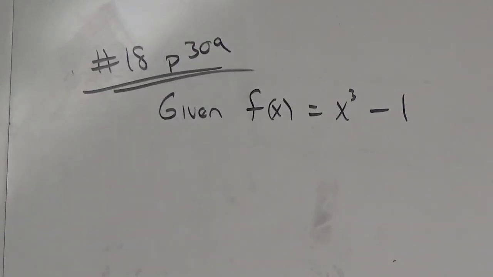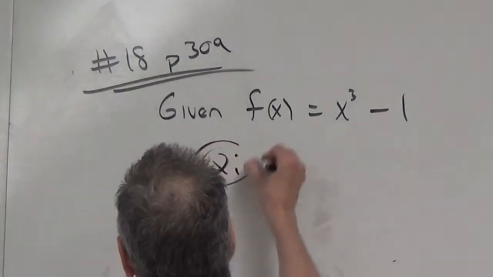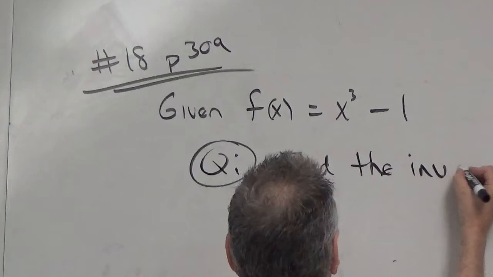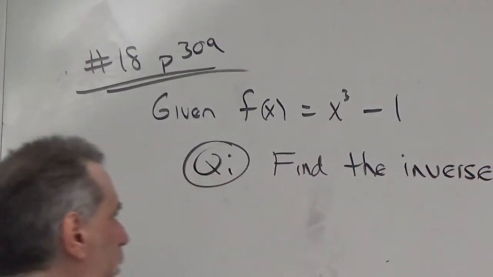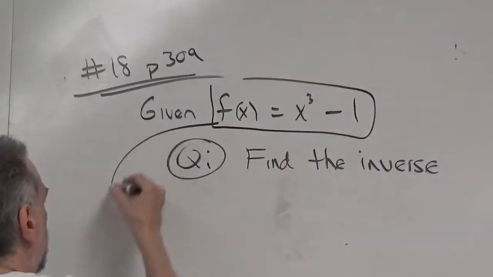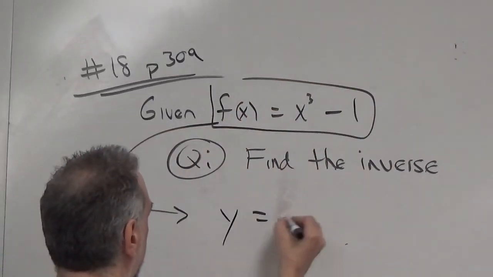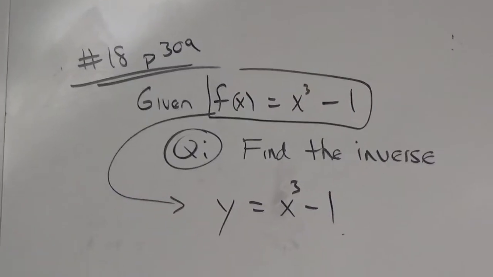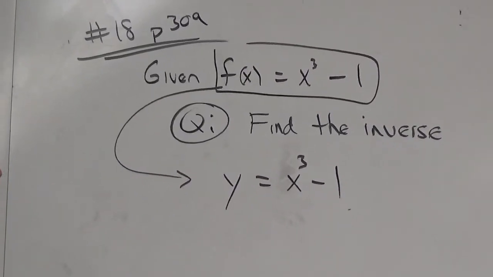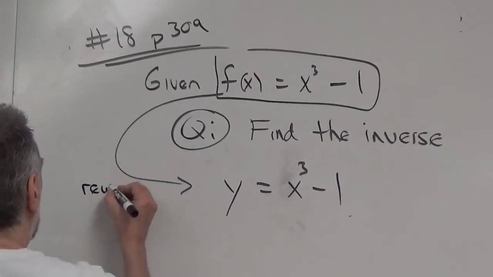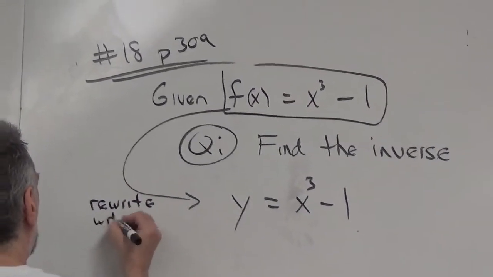Okay, so now the question is find the inverse. All right, so you take the original function and rewrite it with a y. Remember we said f of x and y are the same thing, right? y is the output of a function, f of x is the output of a function. It's just two different ways of saying the same thing. So rewrite it in terms of y.